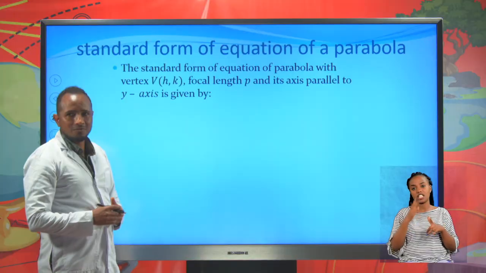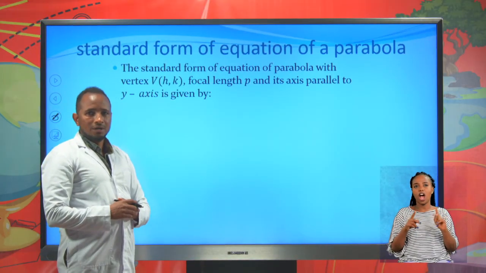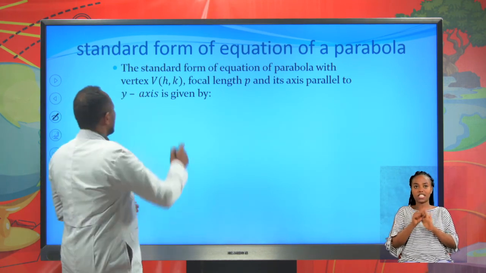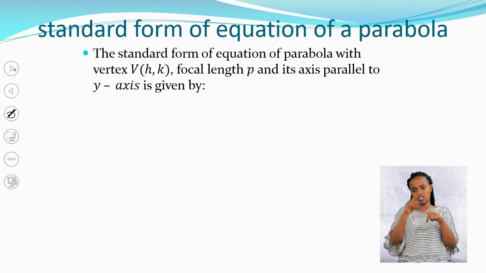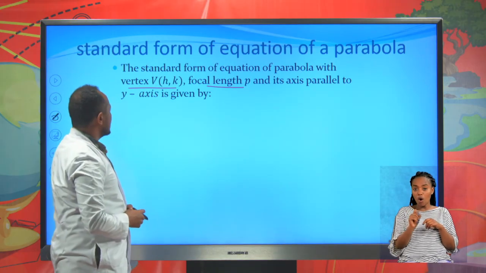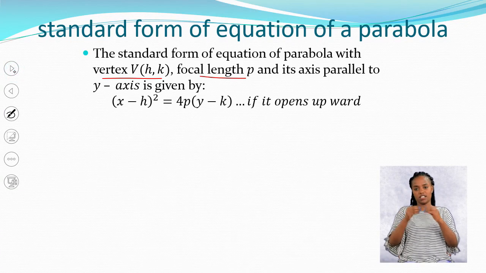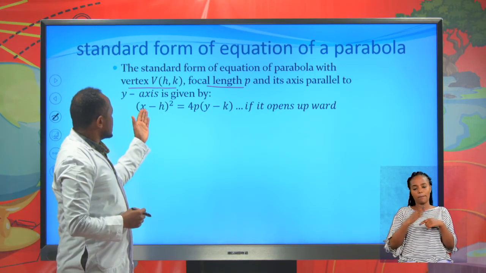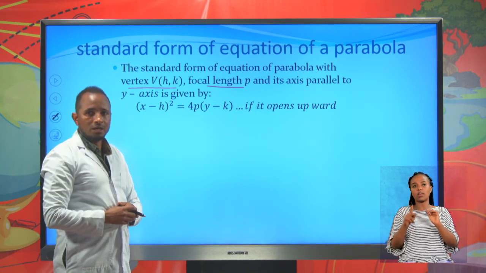Let's see another standard form of the equation of a parabola, axis parallel to the y-axis. The standard form of the equation of a parabola with vertex h comma k, focal length p, and the axis parallel to the y-axis is given by this equation. You can derive this. Please refer to your text for how this formula is derived. It is x minus h whole squared is equal to 4p times y minus k if it opens upward.